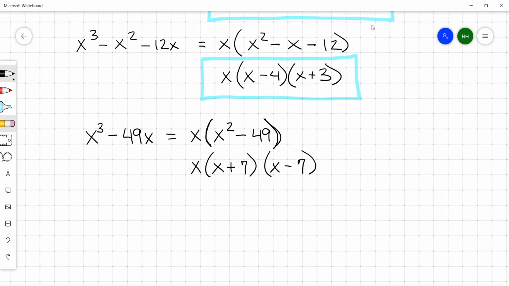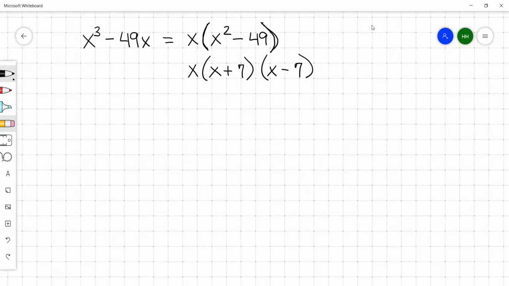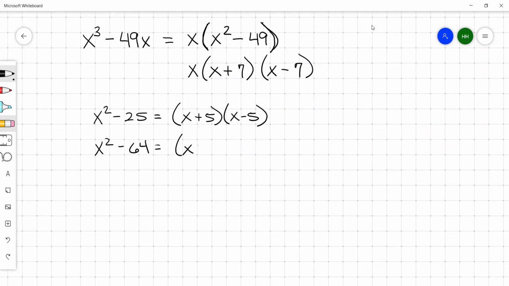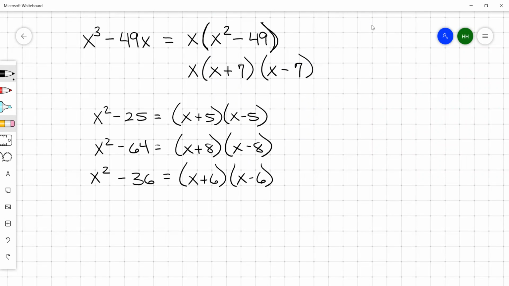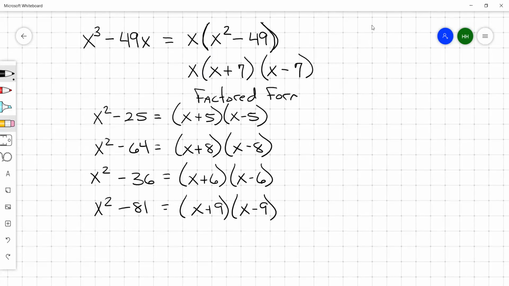Another one that you might have to recognize. Don't write this, just watch. If you got x squared minus 25, what's that equal to? If you get x squared minus 64, what's that equal to? X plus 8 times x minus 8. X squared minus 36. It's x plus 6 times x minus 6. You got to recognize these. X squared minus 81. X plus 9 times x minus 9. This is the factored form right here. So once you pull that x out and you're left with one of these special binomials, that's how they factor.